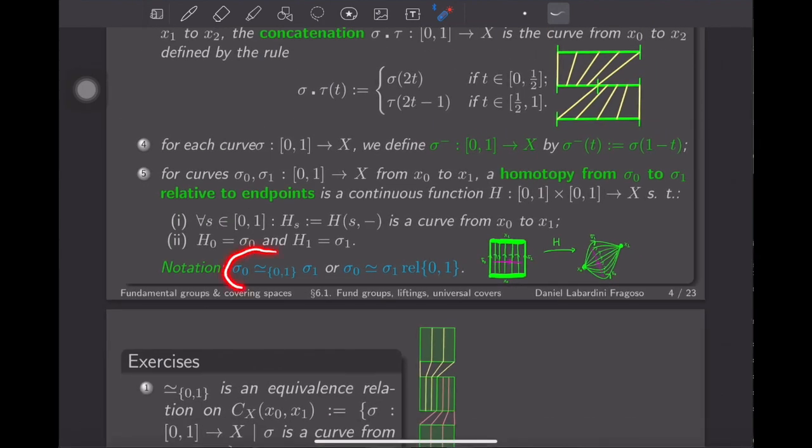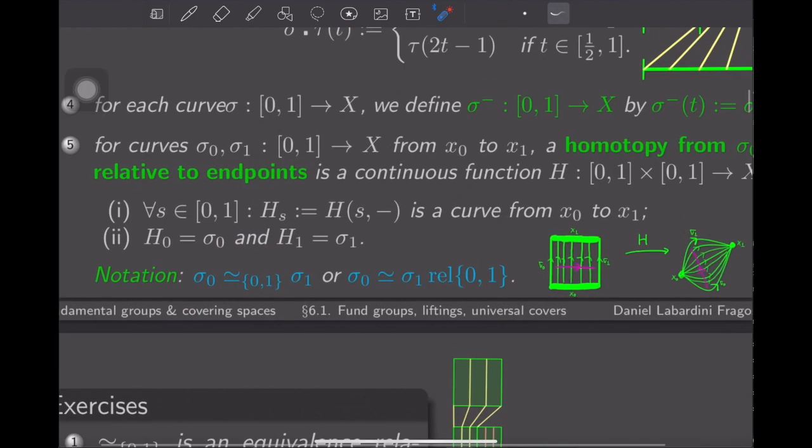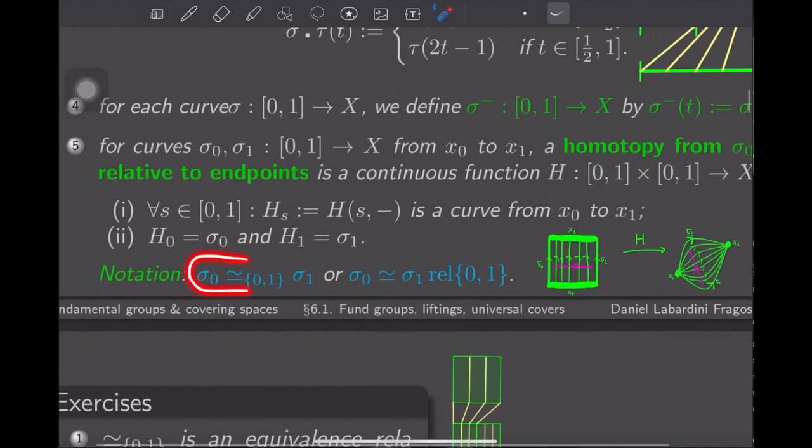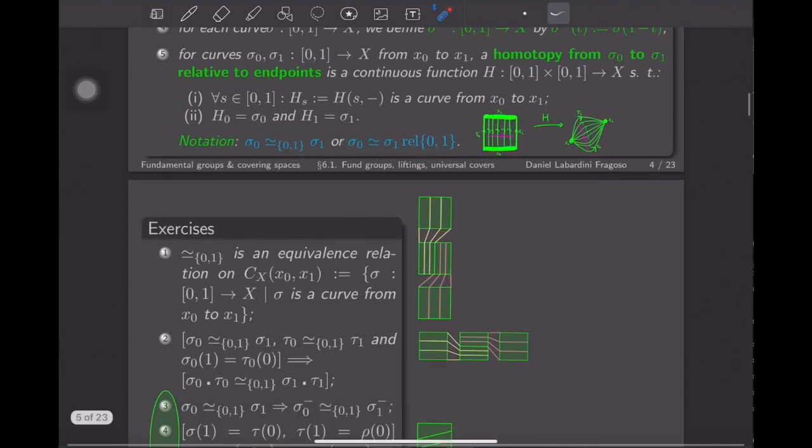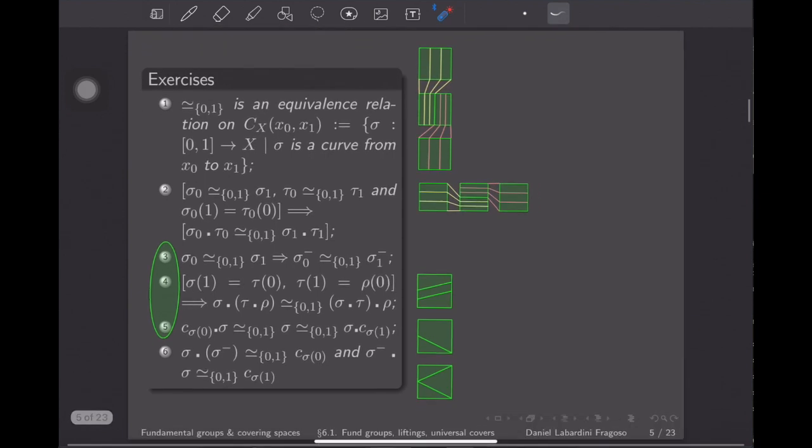Notation for when there exists a homotopy from one to the other. And then some exercises. Here I'm signaling the handing exercises for next week.